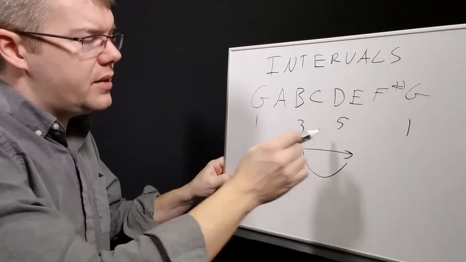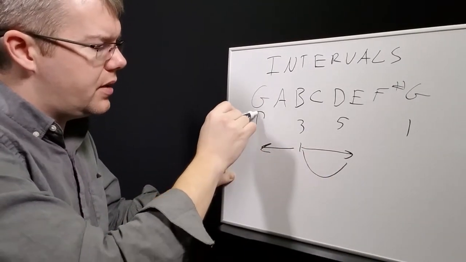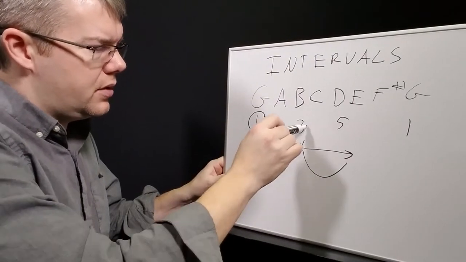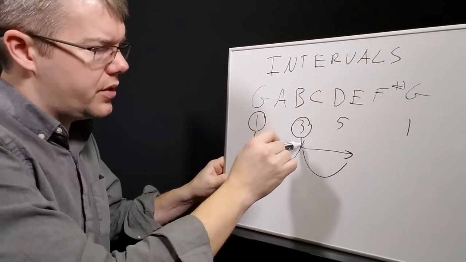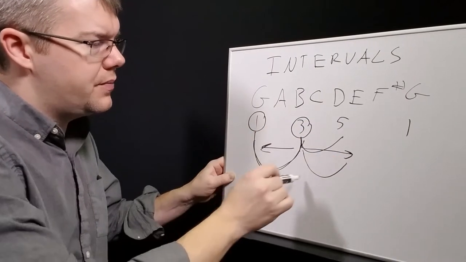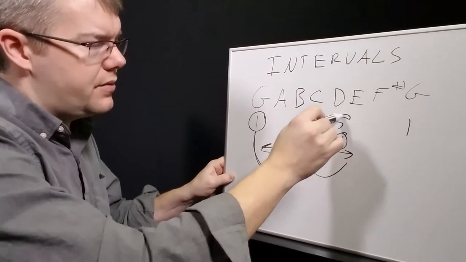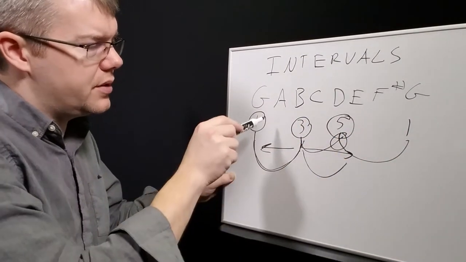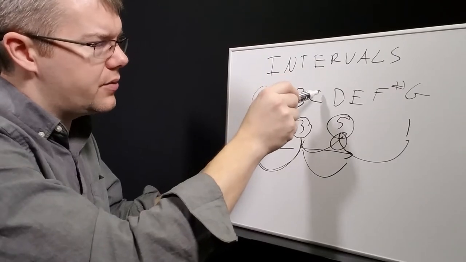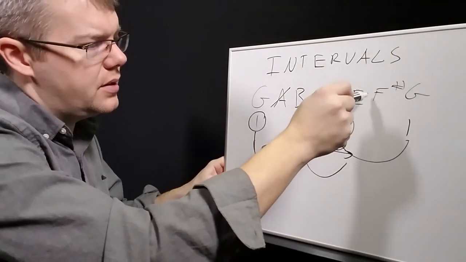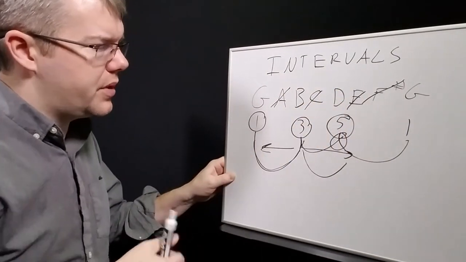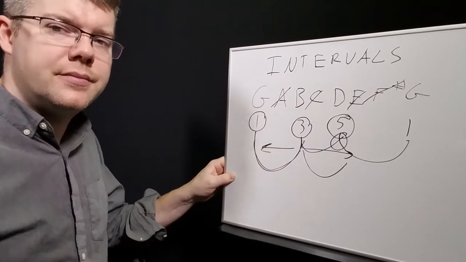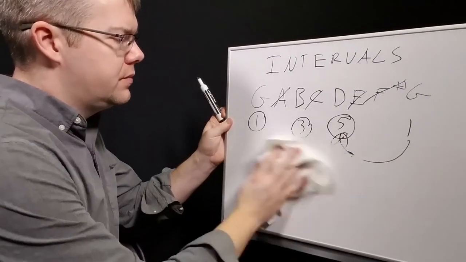And whenever I make these skips, my jumping off point is always going to be either my 1 to the 3, the 3 to the 5, or 3 to the 1, or 5 to the 1 over here. At this point, we're just going to leave the jumping off points away from A, C, E, and F sharp and just think about the G, B, D tones.